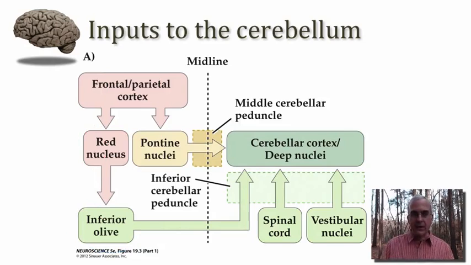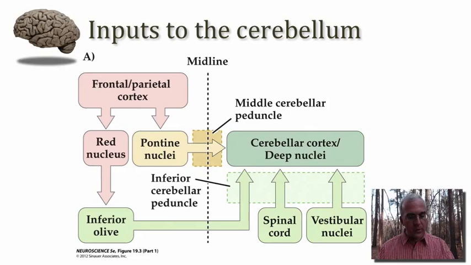Now let me say just a few more words about the organization of these inputs before we look at a more fine-grained level at the organization of the circuits in the cerebellum. So we have some anatomical terms that I want to define for you. They reflect the names the anatomists have given to the appearance of the inputs that we see under the microscope when we look at the cerebellum, at the cortex, and at the deep nuclei.